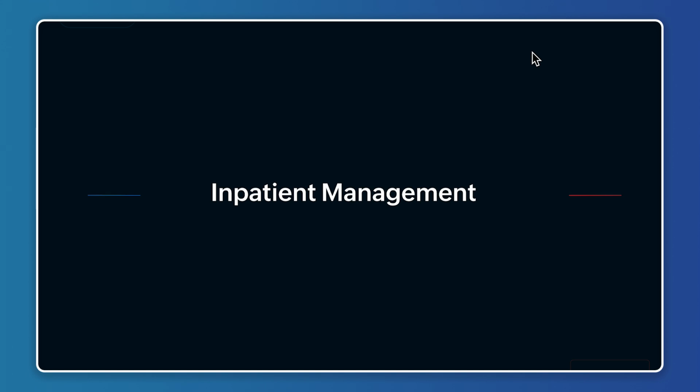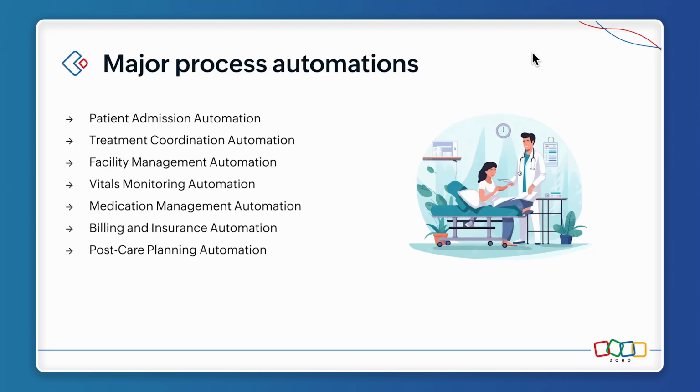So what all processes have we automated? What are the major processes in inpatient management? We'll talk about patient admission and how we can automate that, the treatment coordination between multiple healthcare professionals, how we can manage the facilities available in the hospital, and vitals monitoring. So what is the current condition of the patient, and medication management.